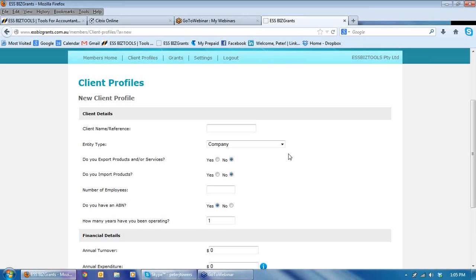Another thing to bear in mind is also that ESS BIZGrants has been designed for the benefit of small to medium enterprises. So we haven't included any grants for not-for-profits or charities. This product is only for small to medium enterprises.